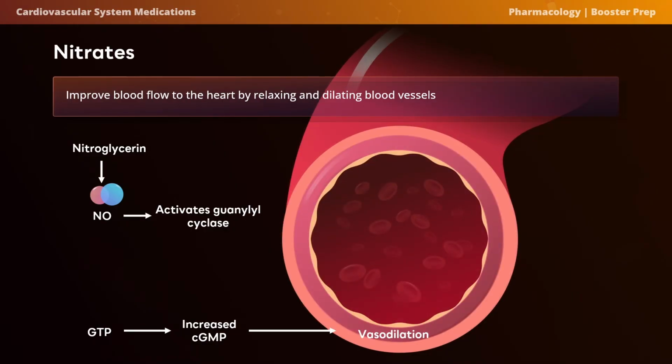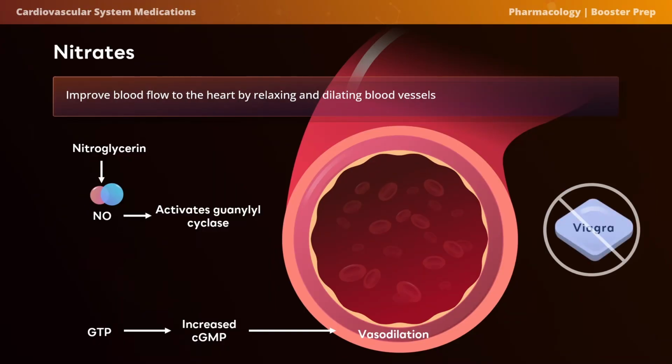Now, one important point to note is that erectile dysfunction medication, like Viagra, inhibits enzymes that break down cyclic GMP, meaning the use of nitrates at the same time as erectile dysfunction medication can cause very high levels of cyclic GMP, which can lead to extreme vasodilation and can cause dangerous, severe hypotension.